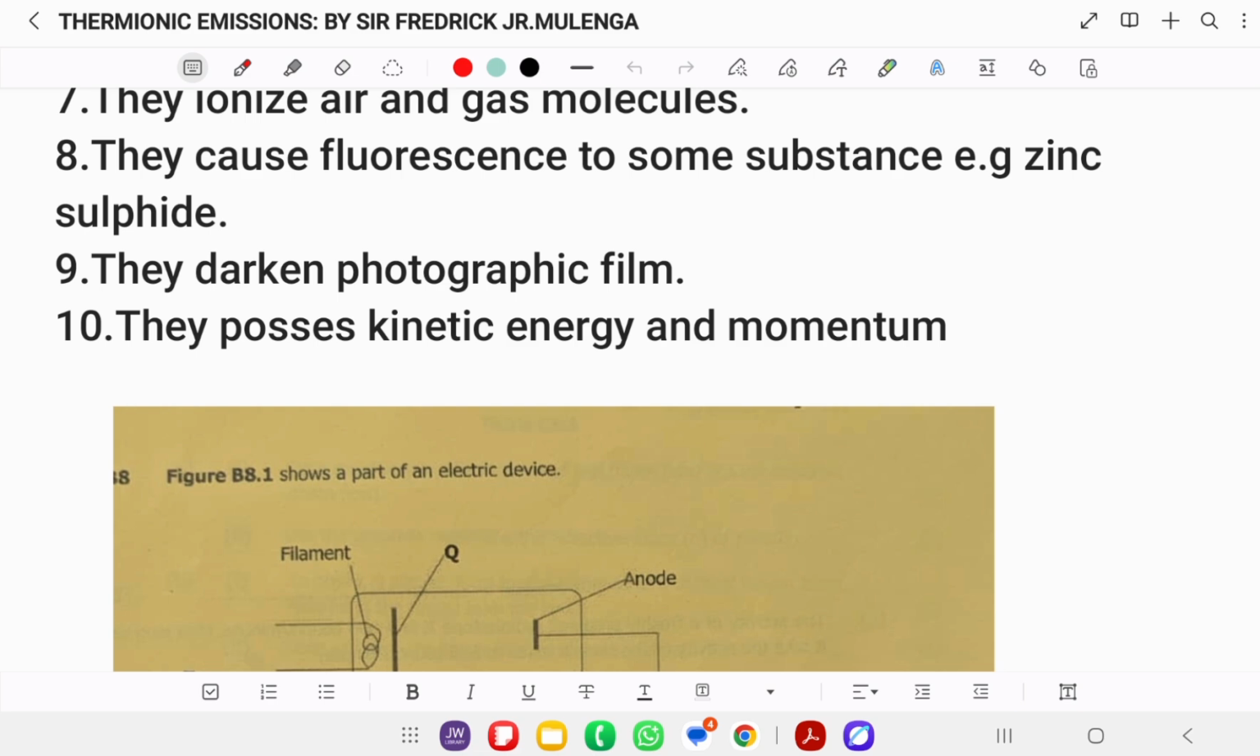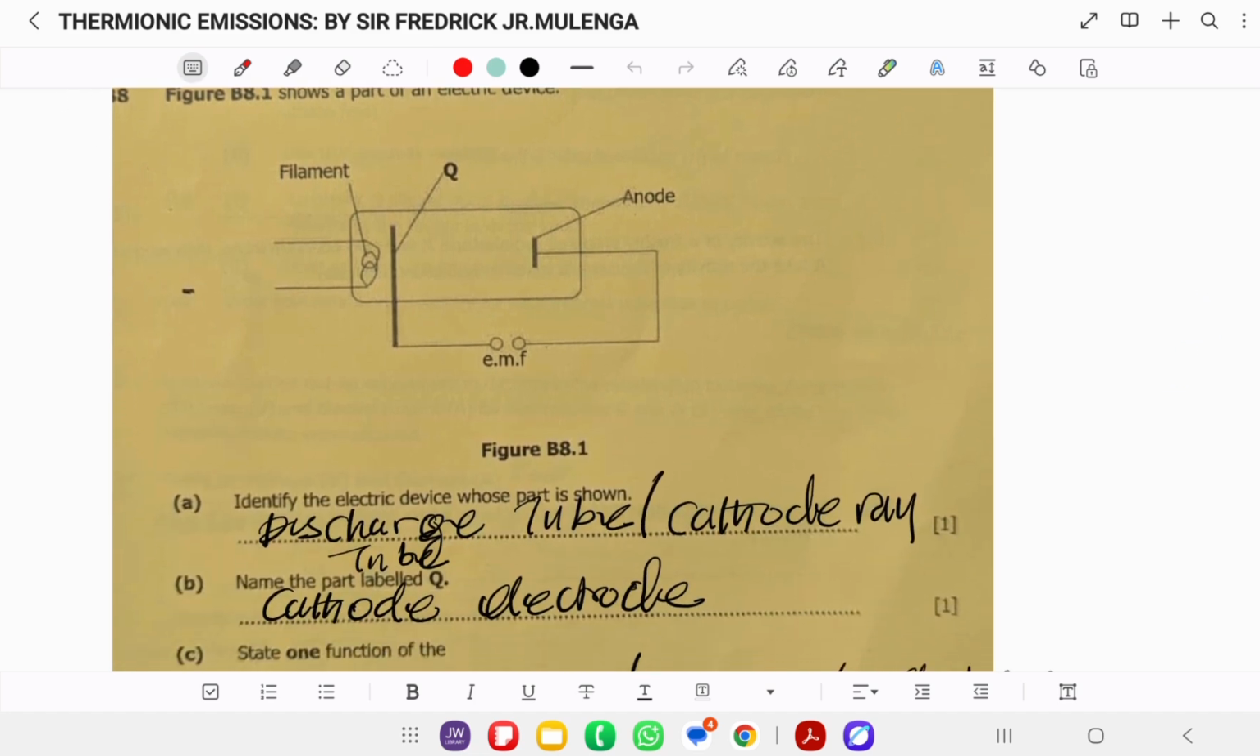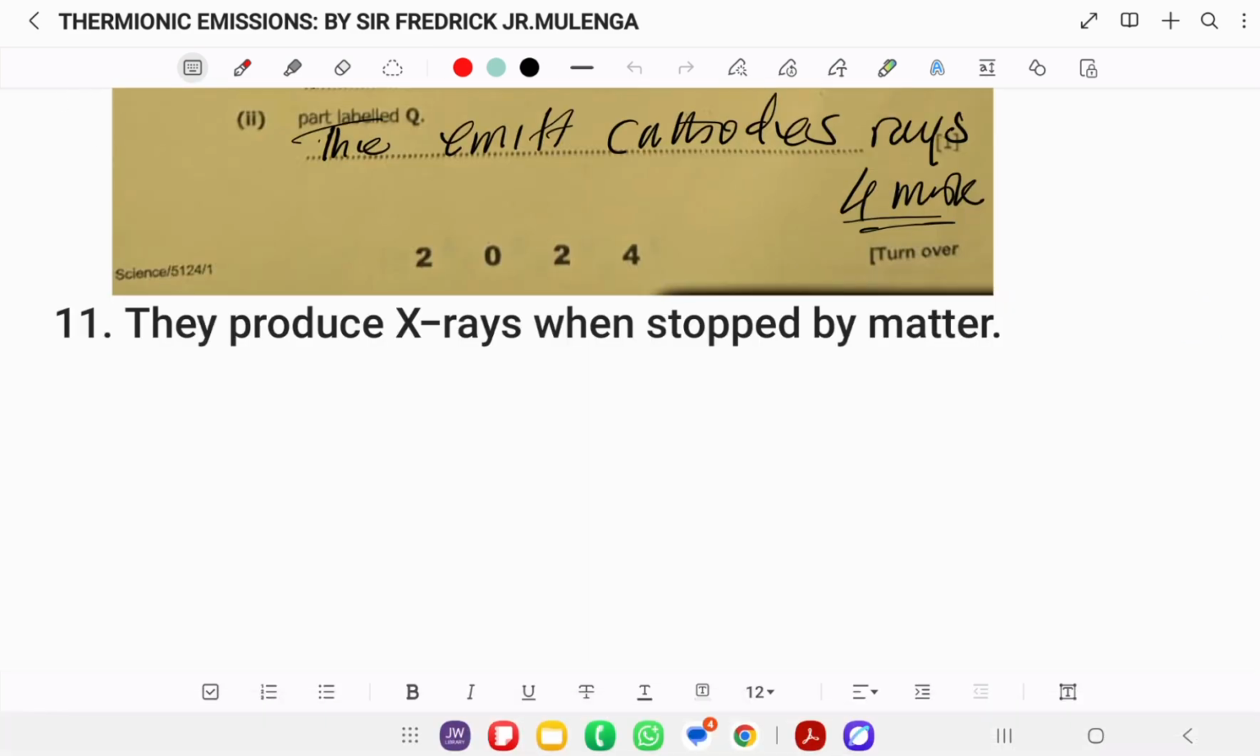So we now want to practice what we've learned. How can we give this knowledge in the exam when we are asked? So I've extracted one of the questions that came in 2020.